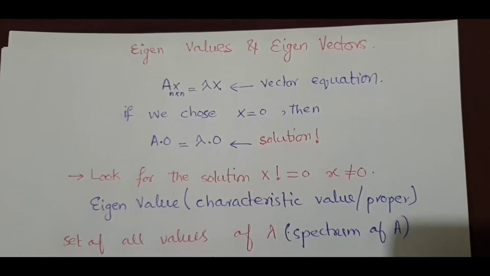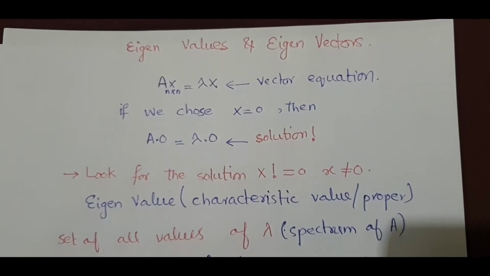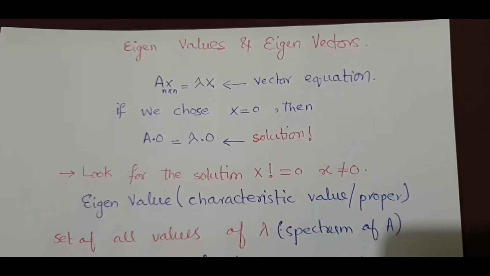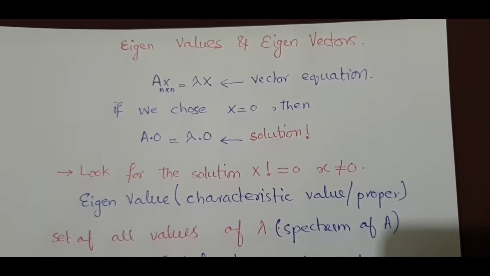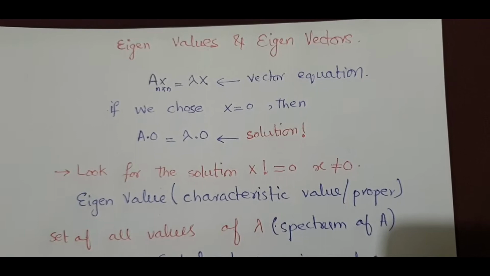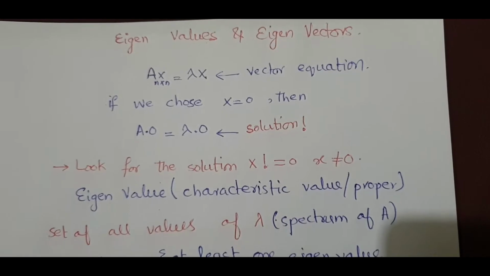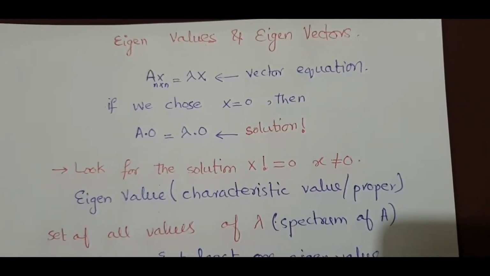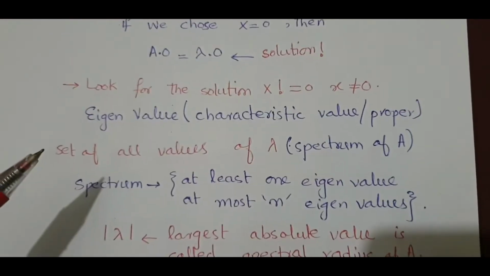So for finding the eigenvalues and eigenvectors, first of all we have to solve a vector equation of the form Ax = λx, where A is the coefficient matrix of your system, x is the vector that will be called the eigenvector, and it is equal to λ times x, which means λ is the eigenvalue. As we can clearly see, x = 0 is a solution of this equation, but we will not use it. Why? Because it doesn't give any kind of information.